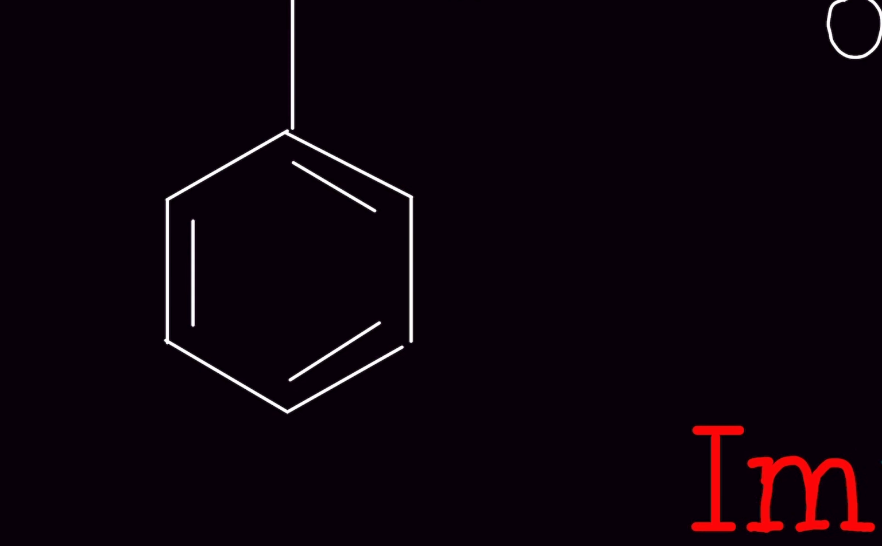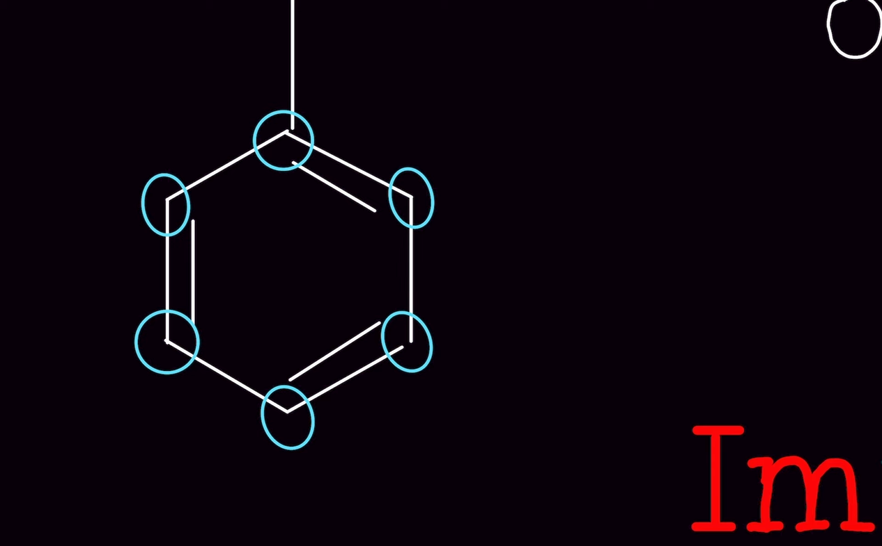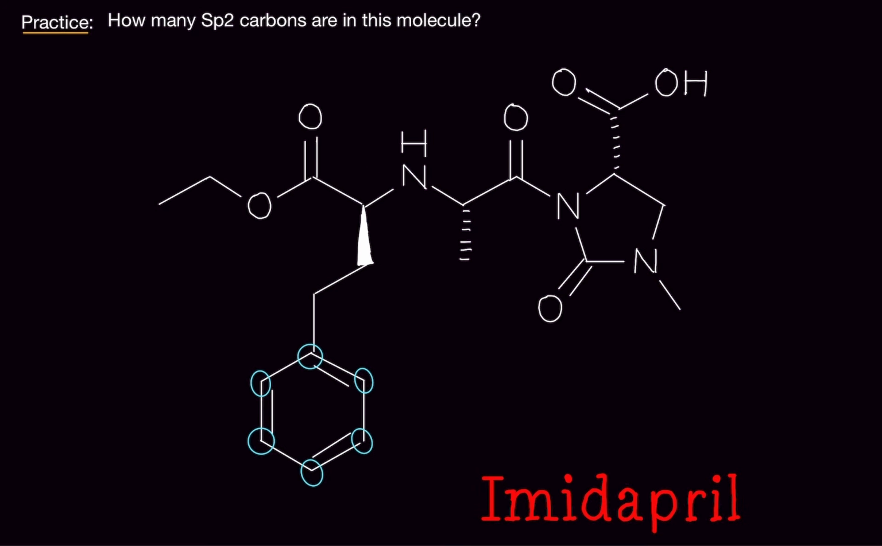It also participates in resonance, right? Benzene rings do participate in resonance. It's a conjugated system. And since resonance is always sp2, there we go. That's the trick. So all these carbons are sp2. There are 10 in total, by the way.